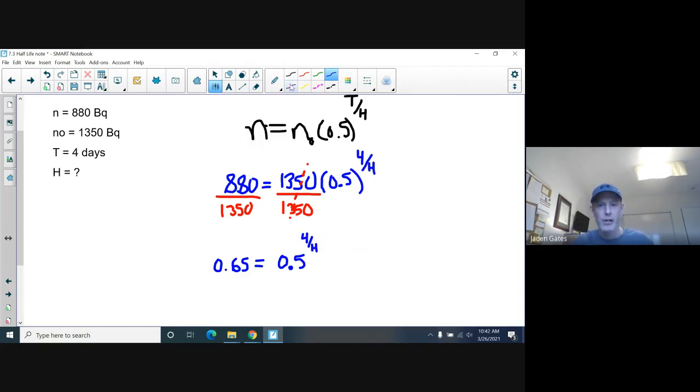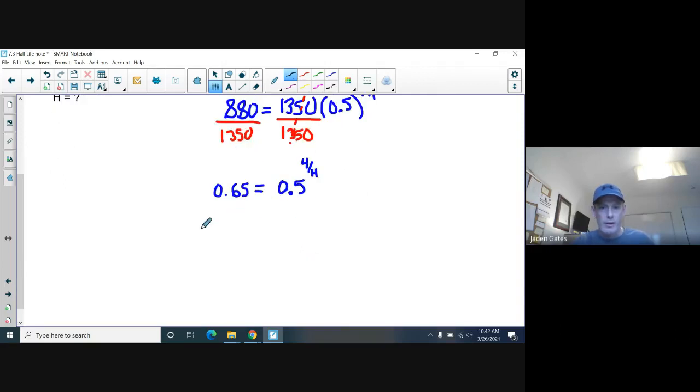Now, there's nothing else I can do here. The one thing I've got to do, because I want to get at that exponent, is take the log of both sides. So we've got the log of 0.65 is equal to the log of 0.5 to the power of 4 over H. 4 divided by H. All right.